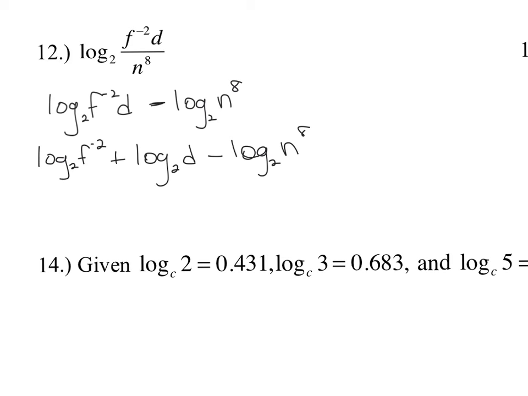And then the last step here is to take my exponents and move them in front of the logs. So you'll have negative 2 log base 2 of f plus log base 2 of d minus 8 log base 2 of n.